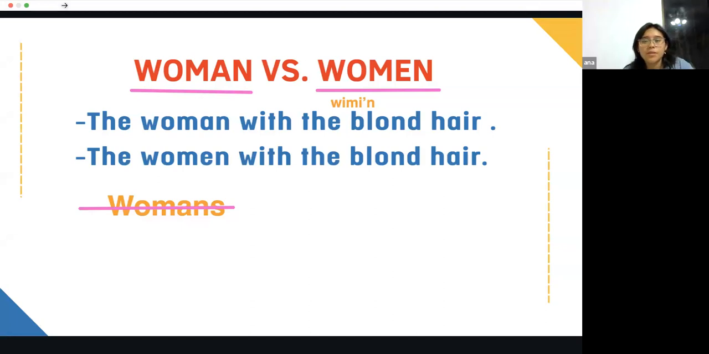The woman with the blonde hair and the women with the blonde hair.